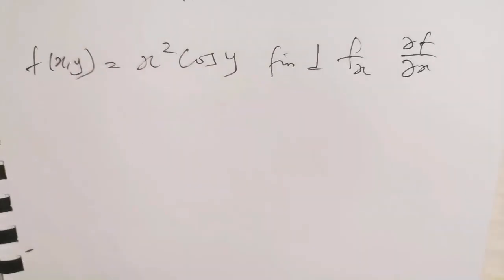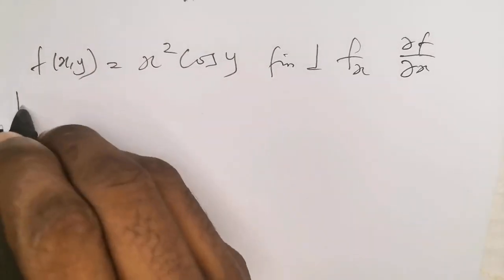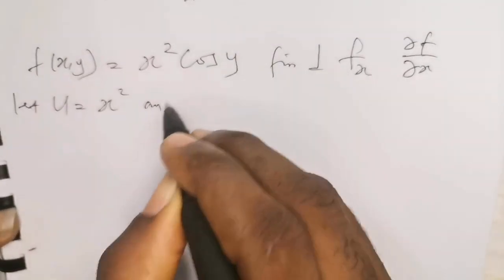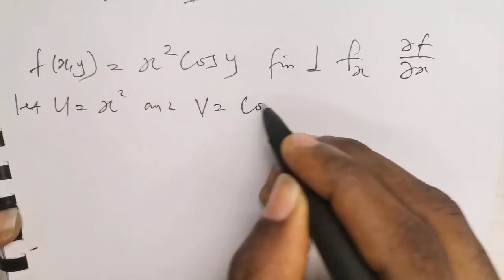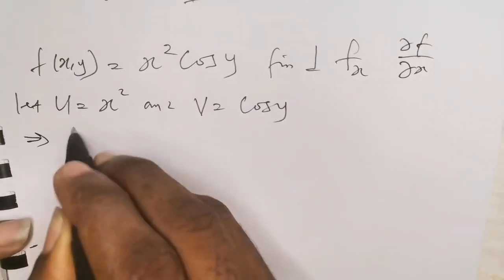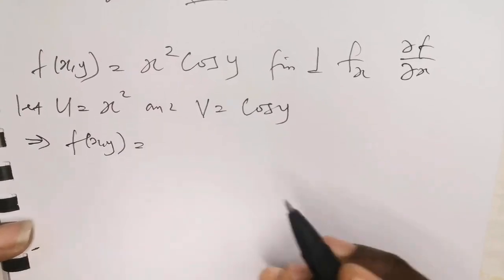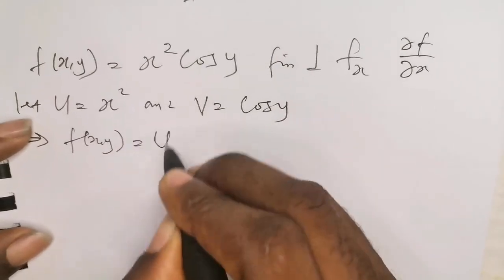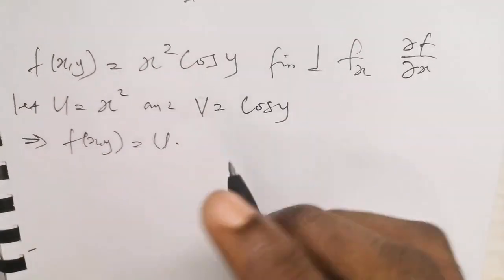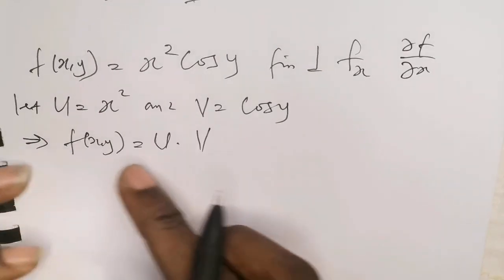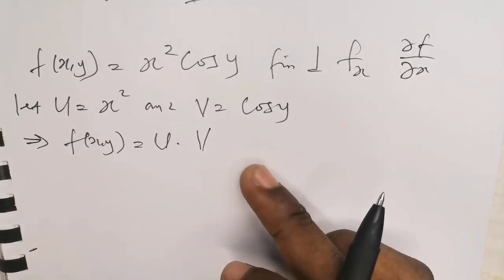So these two functions are multiplying one another. To do this, remember, first thing to do is let u be equal to the first variable x squared and v to be equal to the other variable cos y. If I have this, this simply implies that f of x y is equal to, in place of x squared, we call that u, so I have u times, in place of cos y, we call that v. So it becomes u times v, which means I'm going to be employing the product rule to differentiate this function.